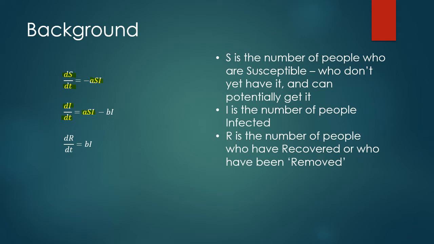And we also have this negative B I term, and that's because the more people who are infected, the fewer susceptible people there are, and so the less chance it is for you to infect someone else. Imagine a situation where everyone's infected. In that situation, there's no way that you're going to infect more people. And so that's why we have this negative B I term over here.